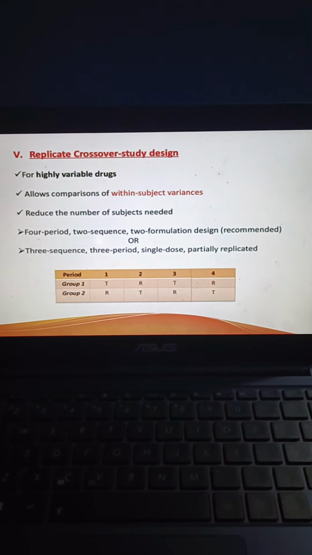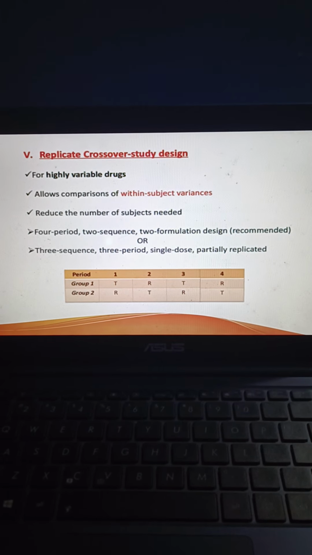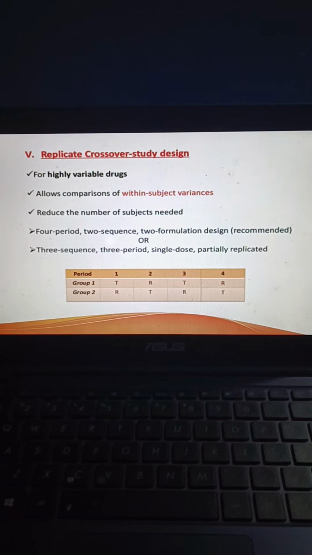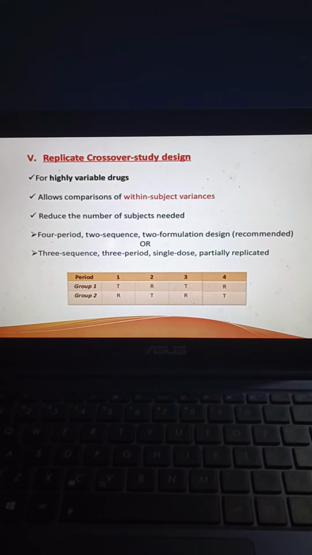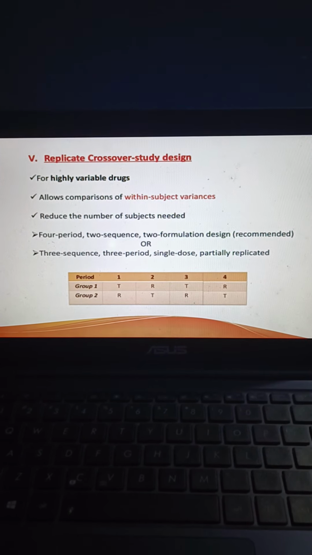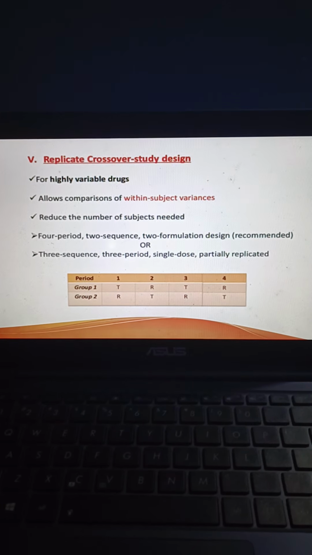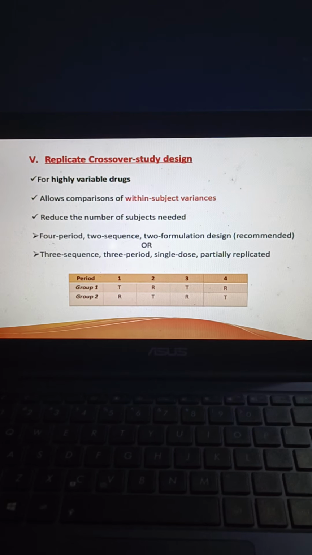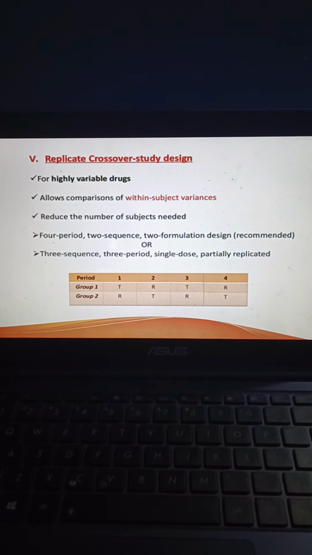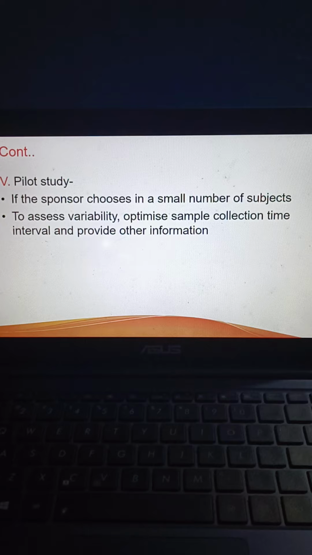Then replicate crossover study design for highly variable drugs allows comparisons of within subject variances, reduce the number of subjects needed. 4 period 2 sequence 2 formulation design recommended, or 3 sequence 3 period single dose partially replicated. Then period, group 1, group 2: 1 TR, 2 RT, 3 TR, 4 RT. This is the replicate crossover study design.